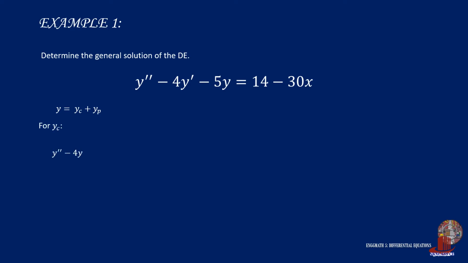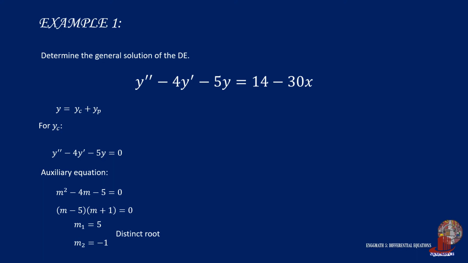And yc will follow the procedure of a homogeneous differential equation, so we make y double prime minus 4y prime less 5y equal to 0. Just the same, we get the auxiliary equation from the derivatives and then factor it to find the roots, so we have m minus 5 times the quantity m plus 1 is equal to 0, giving m1 as 5 and m2 as negative 1. We got distinct roots, so yc will be with the case 1 pattern, which is c1 times e raised to 5x plus c2 times e raised to negative x.